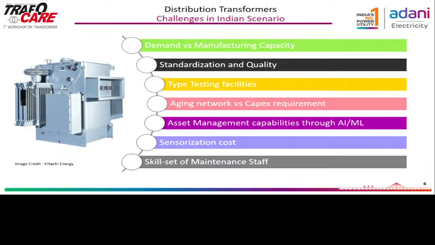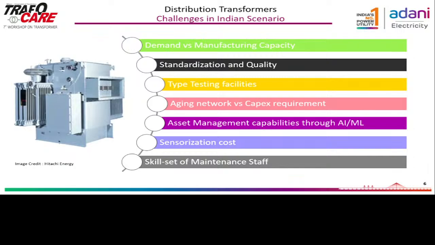Then aging network versus capex requirement. Obviously, when we are talking about SEBs and private utilities, we all work in a regulatory environment. And in the regulatory environment, you have a fixed rate of return. So when my network has been in service for the last 70 years, 80 years, I need obsolescence planning and need to put in capex. But in a regulatory environment, you can't do all things at once, so you have to plan. So even for capex in the regulatory environment, there has to be some kind of consideration given by the state regulators as well as the central regulators.